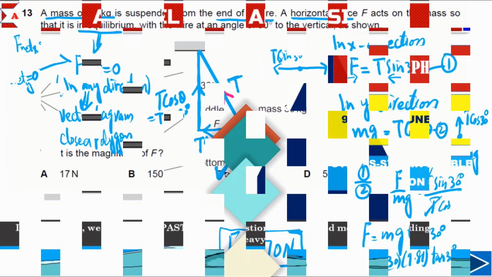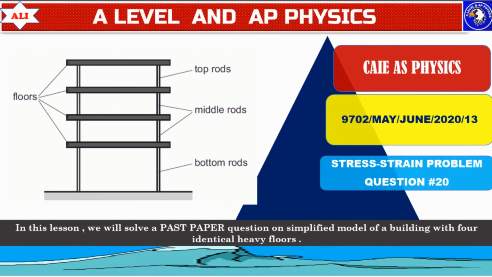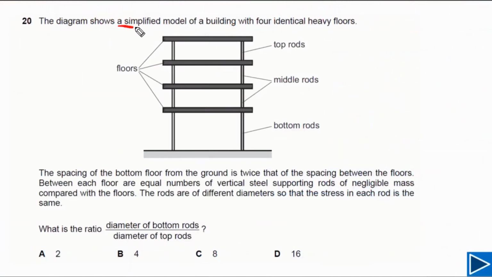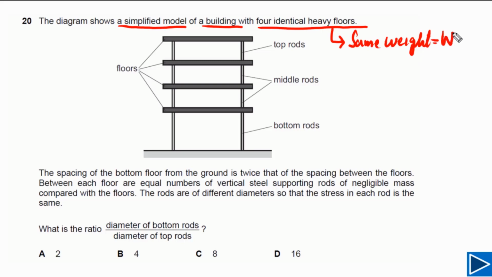C is the correct option. In today's class, we will discuss a typical problem on stress and strain from Cambridge AS Physics, and this question is from June 2020. For this question, we are given a simplified model of a building with 4 identical heavy floors. Identical heavy floors simply means that each floor has the same weight. So we can write here each floor has the same weight, and let's say the weight of each floor is equal to W. We can also write here W means this is the weight of each floor.